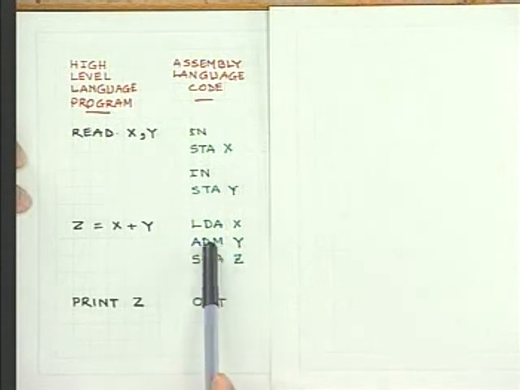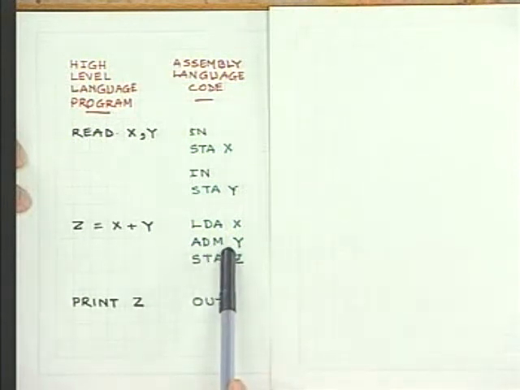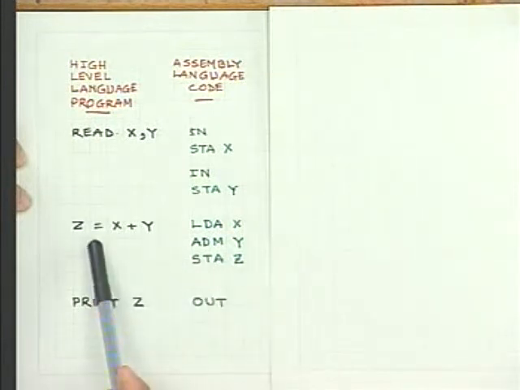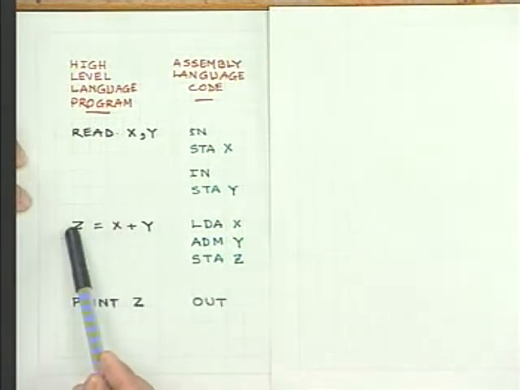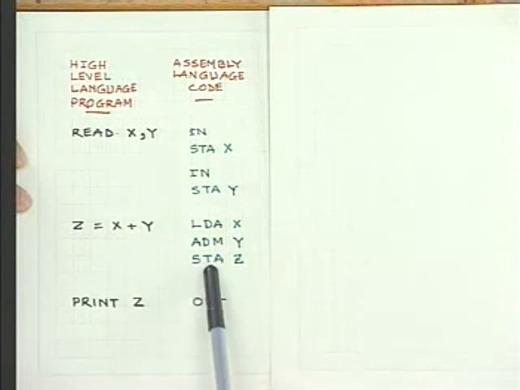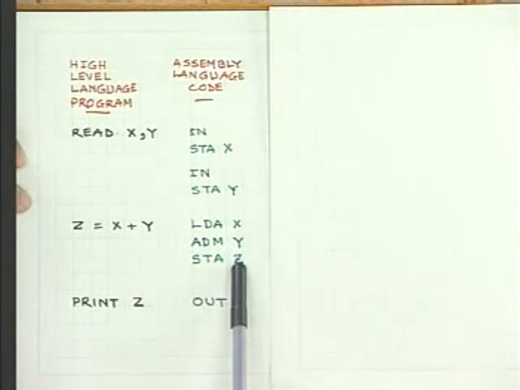Then after this addition is over, the result will be in that accumulator itself, and here I'll have to send the result into Z. So I am saying here the store accumulator Z. Now what is the content of that accumulator? It will be stored into the location Z.